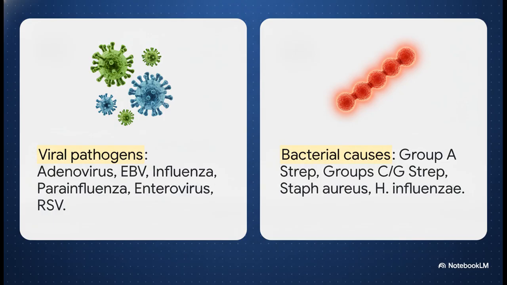But your clinical radar really needs to peak when it comes to the bacterial side of things. The primary offender, the one you absolutely have to rule out, is Group A streptococcus, or GAS. Sure, there are other bacterial culprits floating around, like Group C and G strep, Staph aureus, H. flu, and even Neisseria gonorrhea. But GAS, that is your absolute priority.